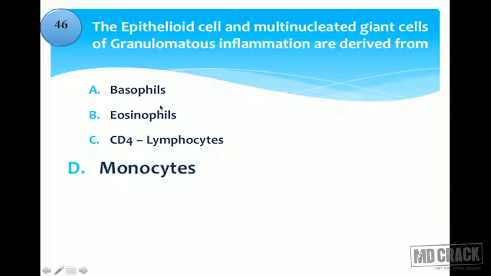Modified basophils are called mast cells, so that will be seen in the tissues. Eosinophils, we call them eosinophils both in peripheral circulation as well as in the tissues. CD4 T lymphocytes, of course, are the most important helper T lymphocytes.